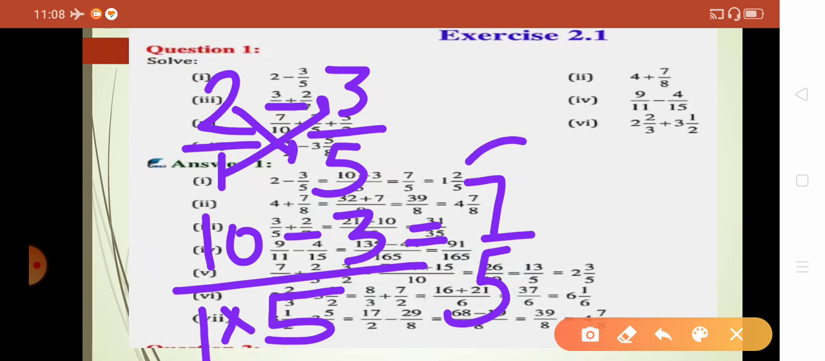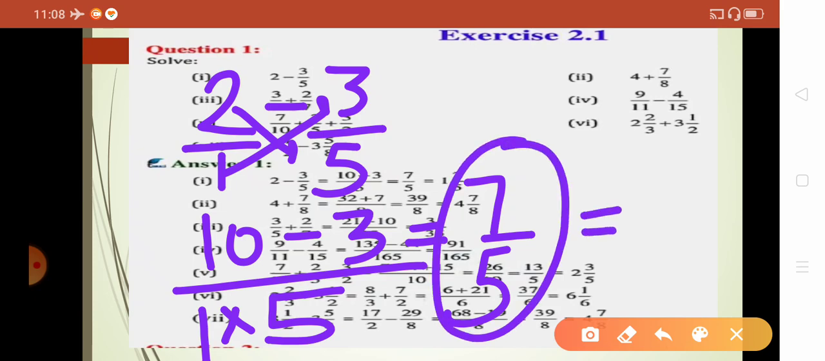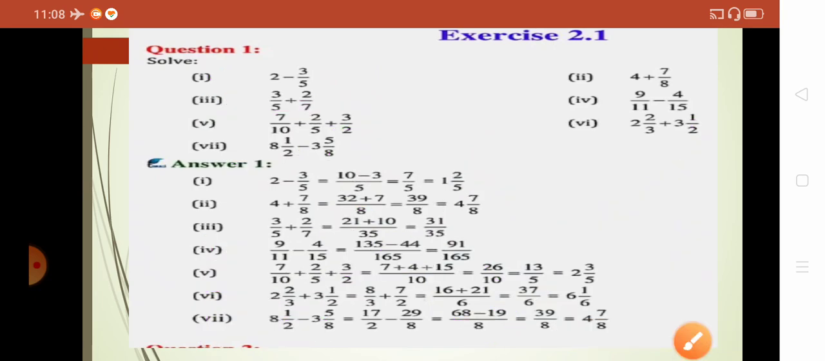Now this is an improper fraction, you have to convert it into a mixed fraction. So 5 1s are 5, we will be left with remainder 2, and the answer is 1 2 by 5.